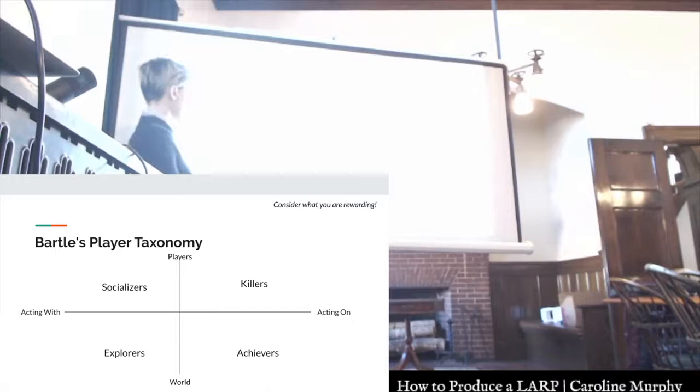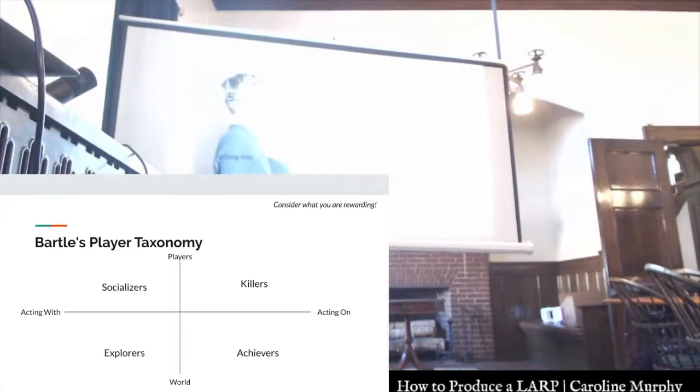Then down here you have the people who like to act with your world, right? They want to co-create the world with you. They want to explore new regions. They want to uncover interesting knowledge. Those are the explorers. Then over here you have your people who enjoy player interactions, but they enjoy acting upon other players, and we call those the killers.